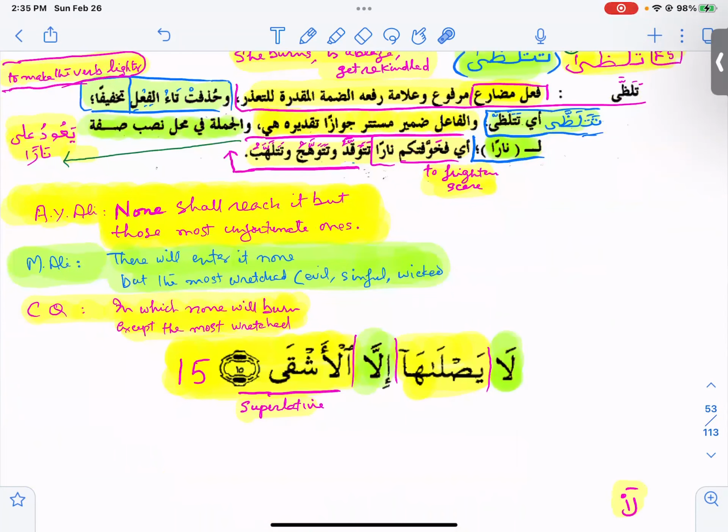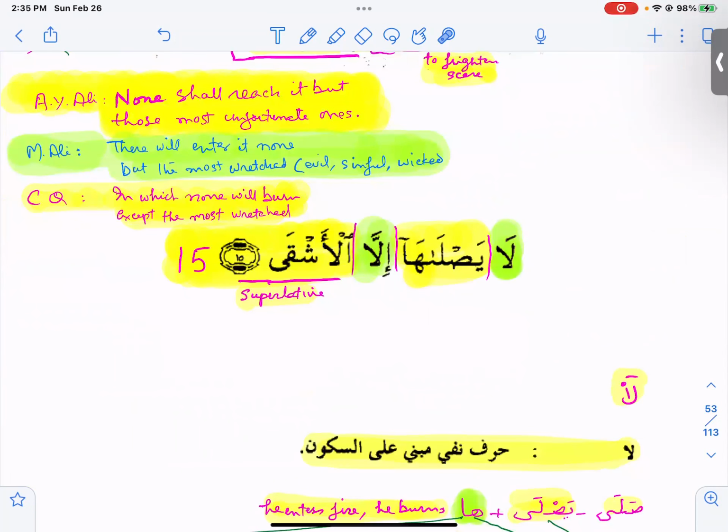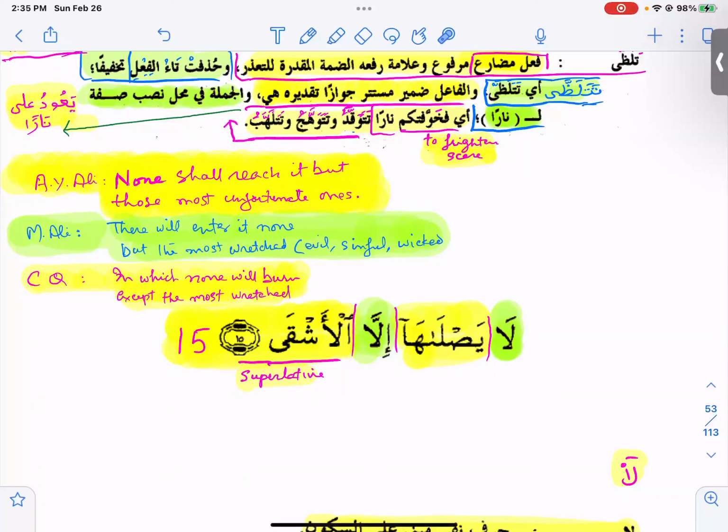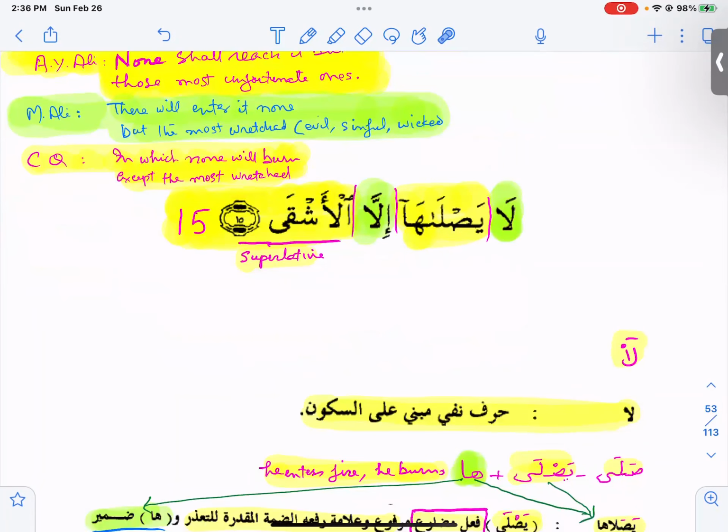La yaslaha illa ashka. Yes. Ashka, superlative degree, remember. Abdullah Yusuf Ali: none shall reach it, that fire, but those most unfortunate ones. Ashka, most unfortunate one, superlative degree. None shall reach it, the fire, but those most unfortunate people. Clear Quran: in which none will burn, yasla, burn or enter, except the most wretched. Yeah. I hope you got the idea.